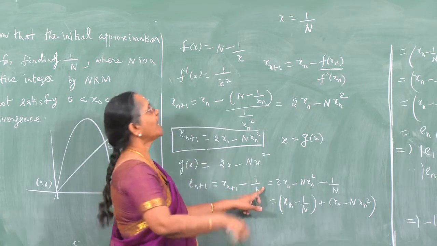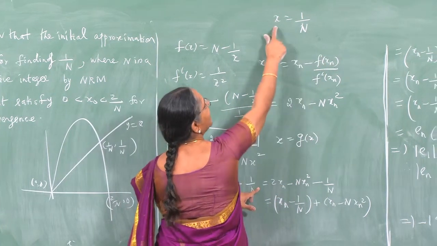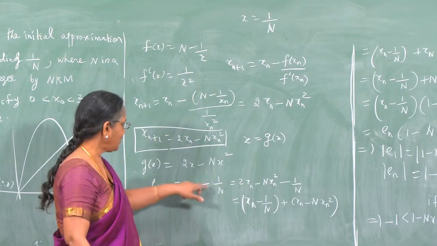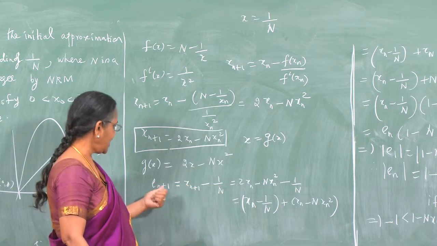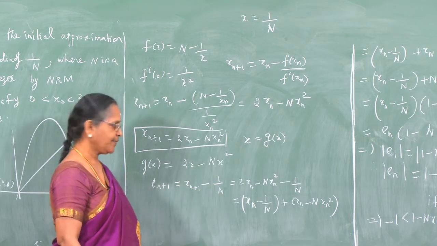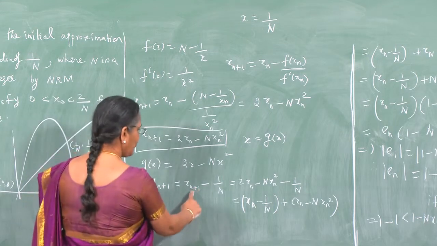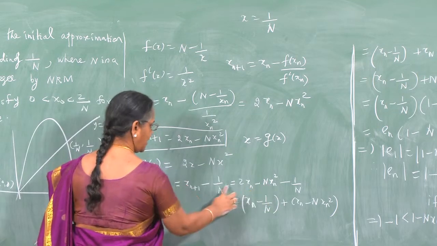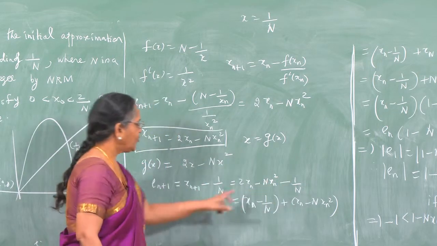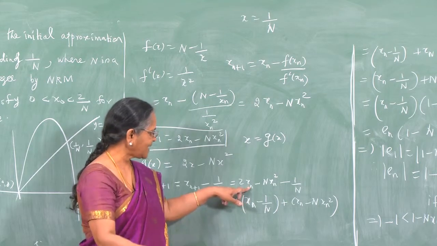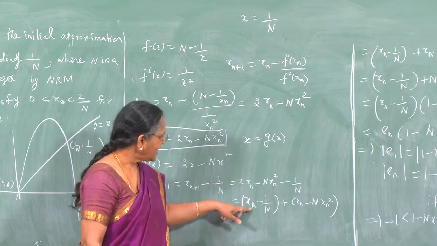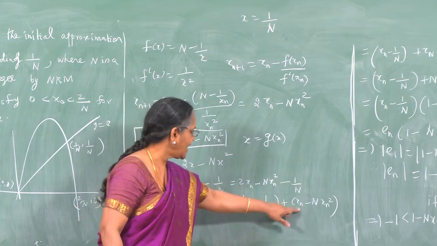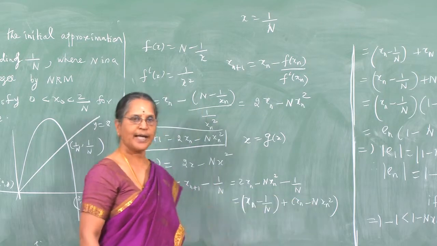What is it that I want? I want to find my root which is x, and that is 1 by n. So, here p is 1 by n. So, xn plus 1 minus p gives me en plus 1 with p as 1 by n. So, en plus 1 is 2xn minus nxn square minus 1 by n. I write 2xn as xn plus xn and take one of them here as xn minus 1 by n and the other here. So, I have xn minus n xn square.